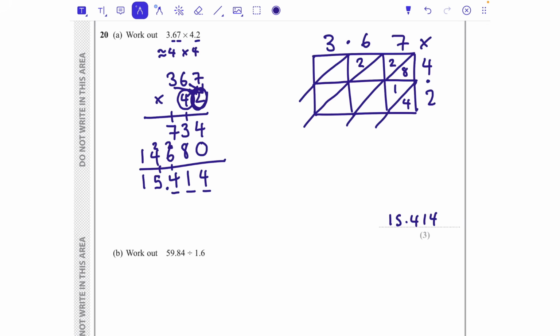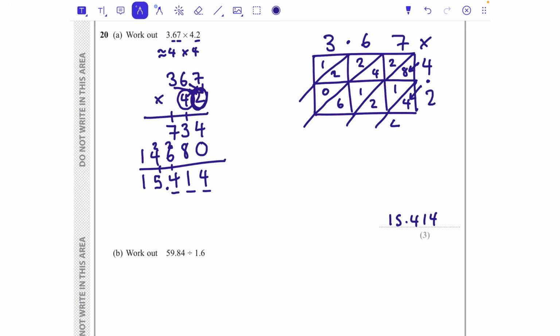6 times 4 is 24. 6 times 2 is 12. 3 times 4 is 12. And 3 times 2 is 6, but with 6, we're going to put 0, 6, because there are no 10s. And then all we do is add down each diagonal section.